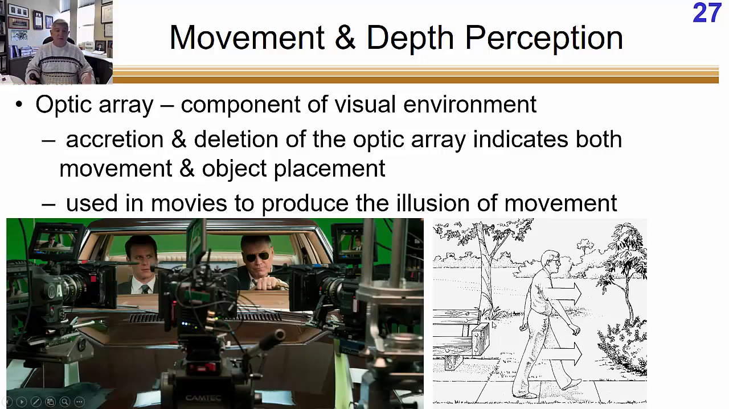Movies use this with green screens, where now we have 3 cameras that are filming the front of this car as they're supposedly driving, and we're going to put movement behind them. And as parts of the car delete and accrete, we're going to see that movement and perceive them as moving, not as the background moving.